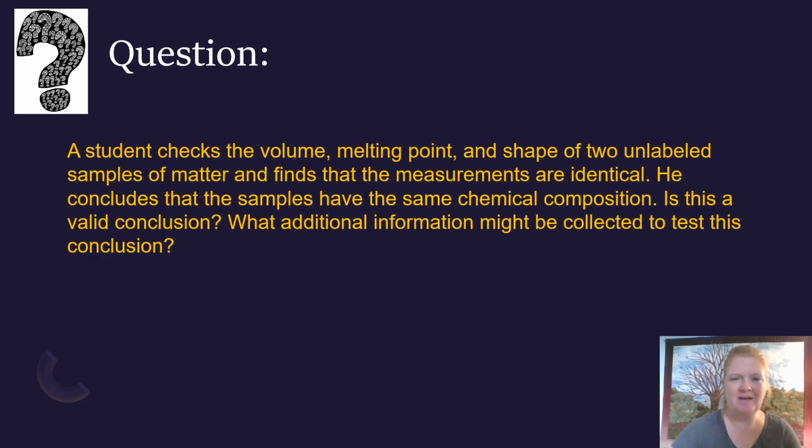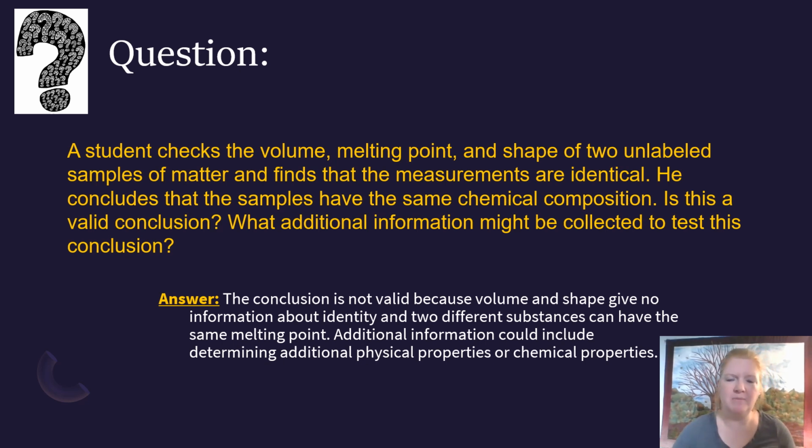Helium. A student checks the volume, melting point, and shape of 2 unlabeled samples of matter and finds that the measurements are identical. He concludes that the samples have the same chemical composition. Is this a valid conclusion? Seems a little sus. What additional information might be collected to test this conclusion? So it's not really valid because volume and shape really don't give us information about identity. Melting point, yes, but 2 different substances can't actually have the same melting point. So for additional information, I'd need additional physical properties, density maybe. I need different chemical properties, and then I might be able to differentiate.